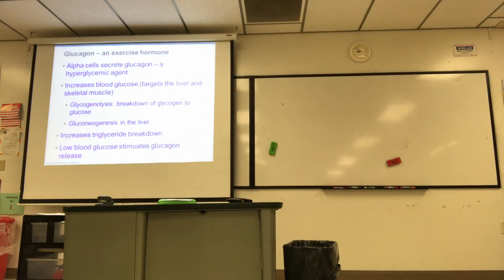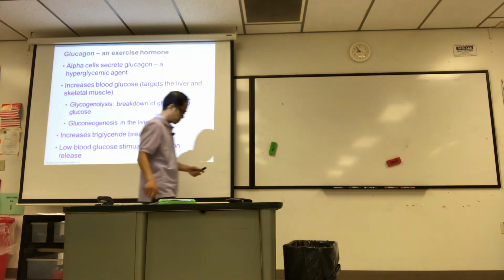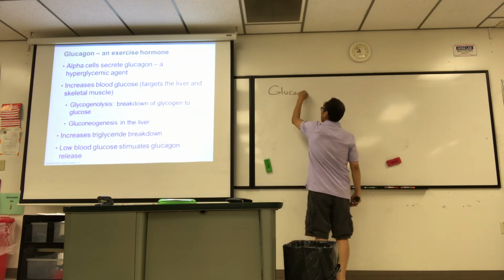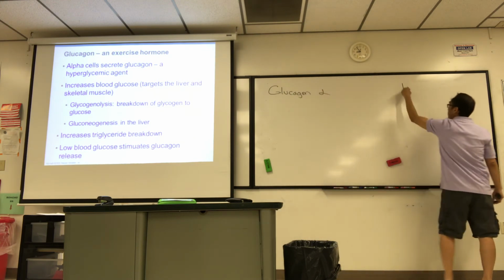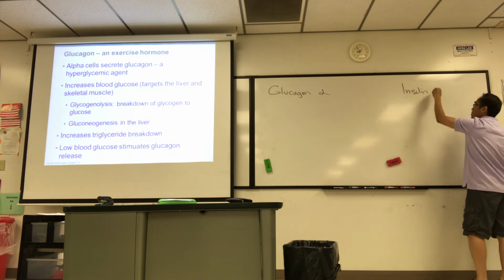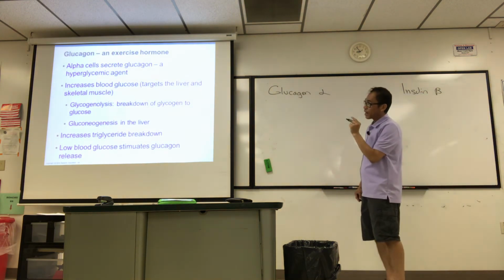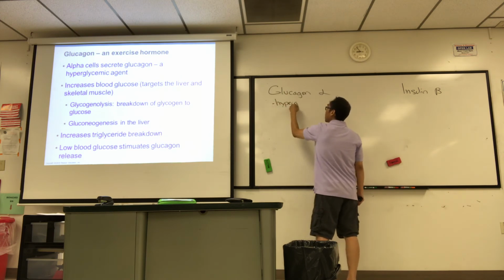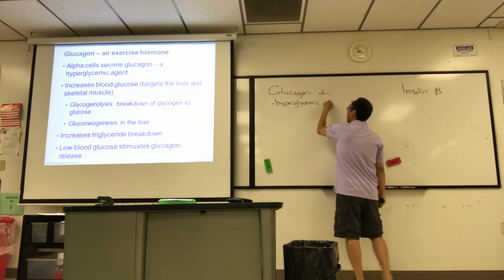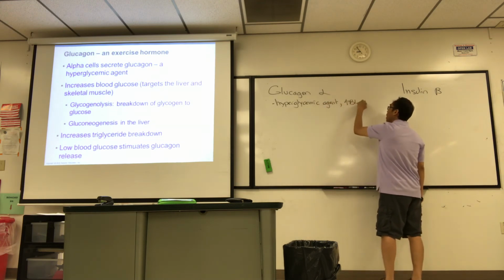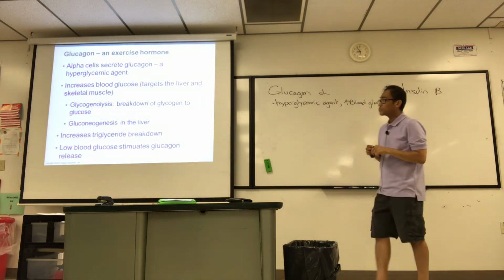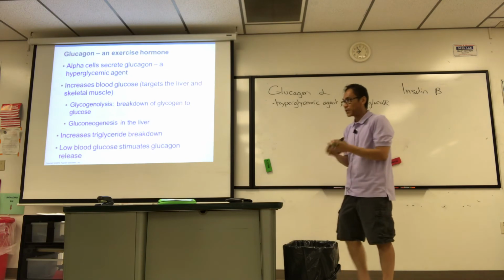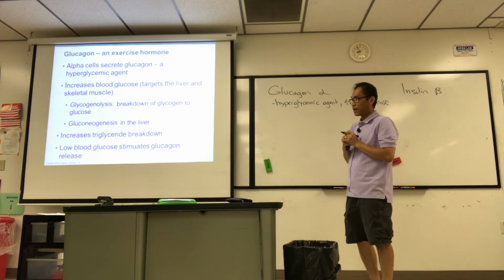Okay, so here's a list of things you should know for glucagon's function. Glucagon is secreted by alpha cells, versus insulin by beta cells. For glucagon, the keyword is that it's a hyperglycemic agent. It's going to increase blood glucose. So you're going to target the liver and skeletal muscle to do that. Those are the prime sources where you have glycogen, and you can liberate glucose from the glycogen and have it circulate.